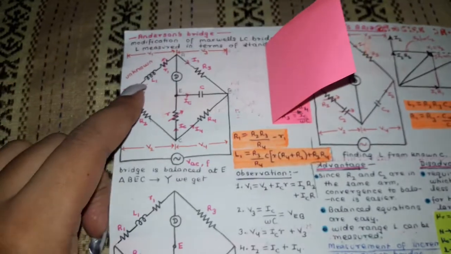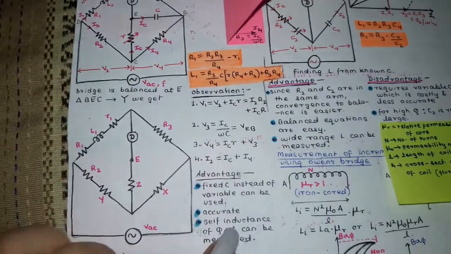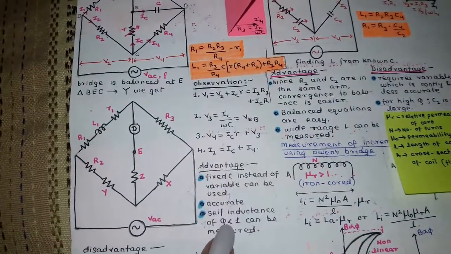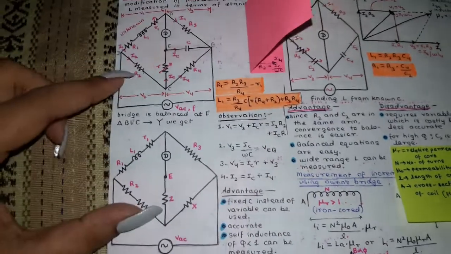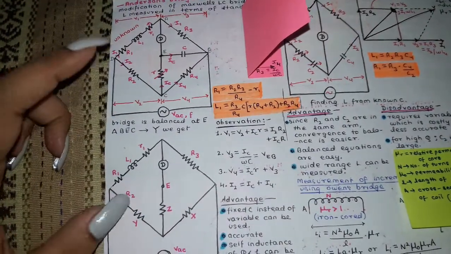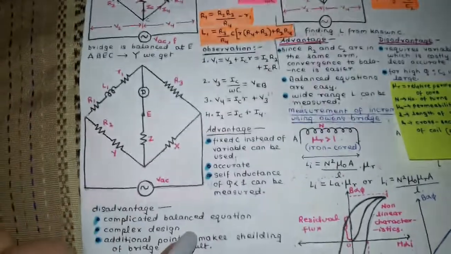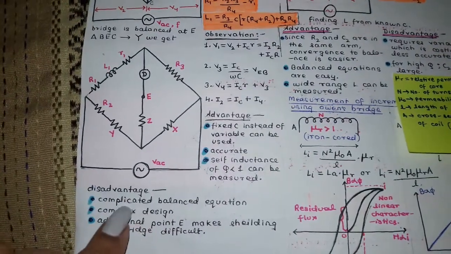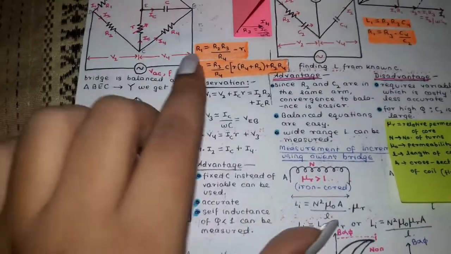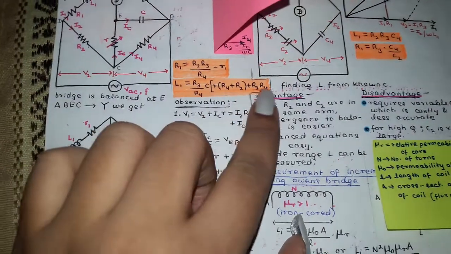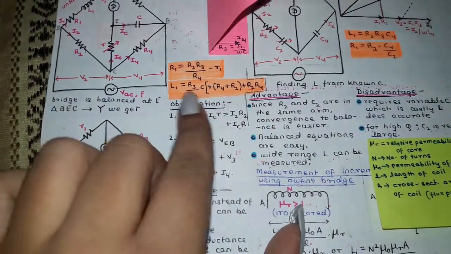This method, Anderson's bridge, is accurate. Then we have self inductance of quality factor less than 1 can be measured. Then we have certain disadvantages, which is the complicated balance equation. On balancing you get an equation which is somewhat complicated.